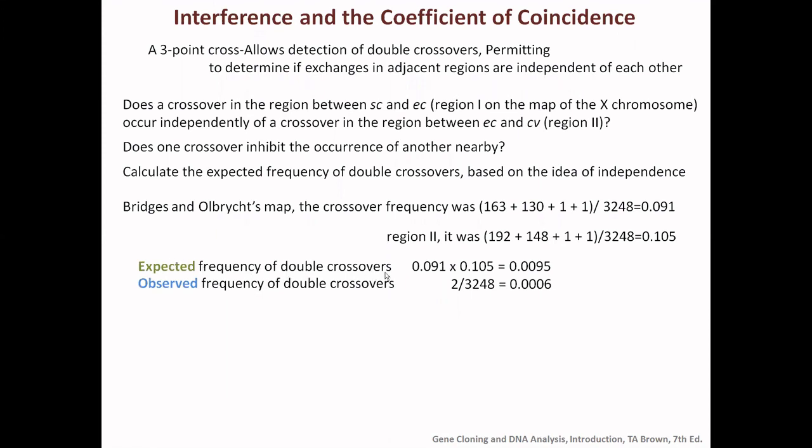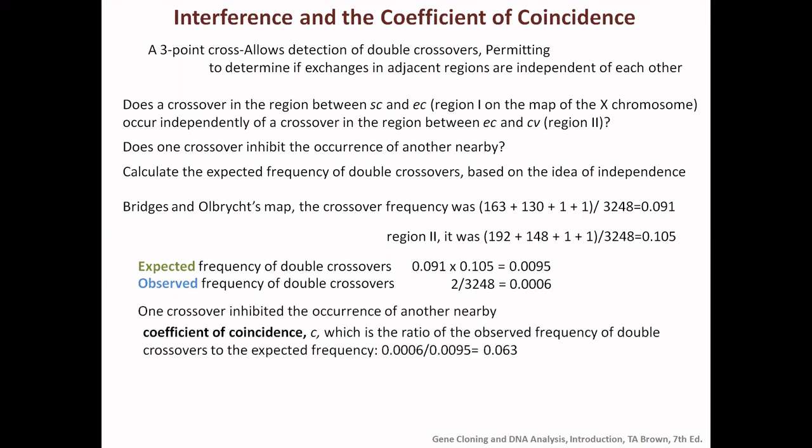So the expected frequency of the double crossover is the first into the second, so it is 0.95%. But the observed double crossover frequency is 2/3248, only 0.06%. Expected is 0.95%, but observed is 0.06%. So there is a difference between the expected and the observed. So one crossover inhibits the occurrence of another nearby. So the region 1 crossover is inhibiting the crossing over in region 2, or region 2 is inhibiting the crossing over in region 1.